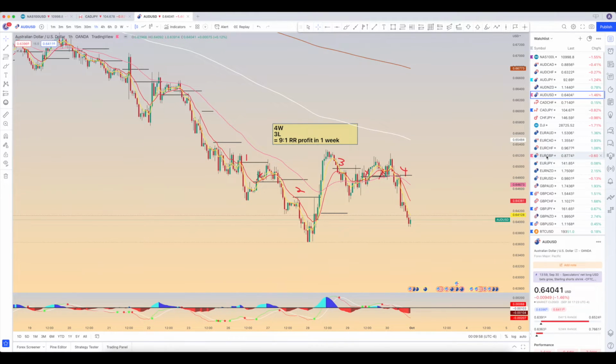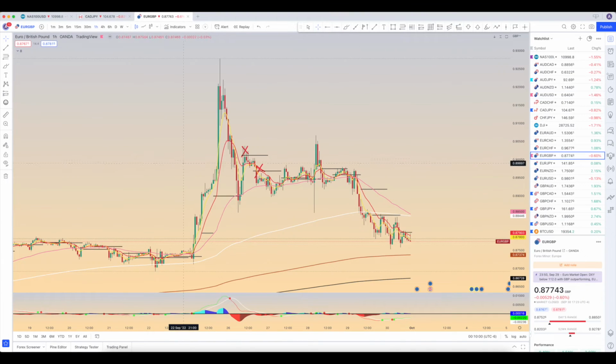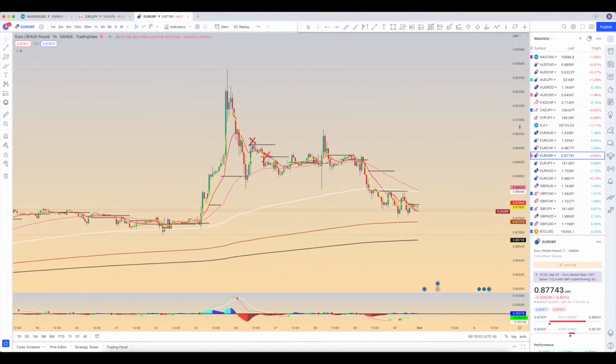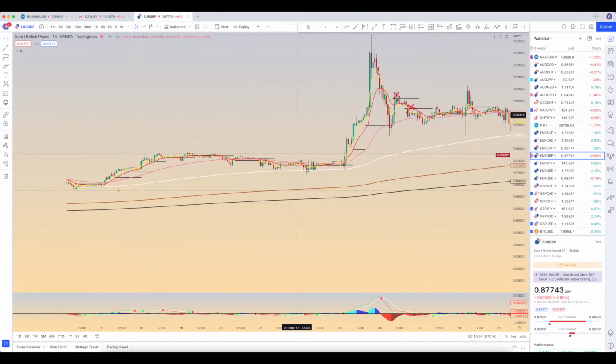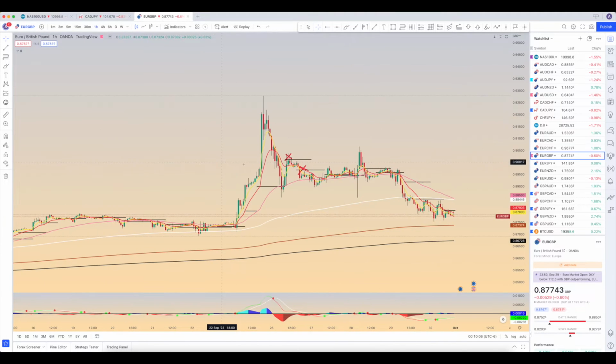All right? Euro GBP. So this one is a bit of a bummer. It spiked up. Everything was trending upwards. So at the beginning of the week, it would have been here. So that was a miss. Nothing triggered from there. So when it pulled back, would have been an entry loss. So another entry loss.